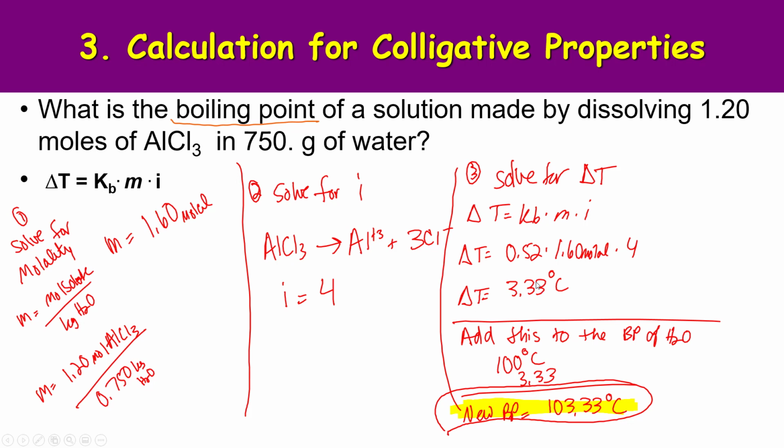Do not write 3.33 as your final answer. That is your change in boiling point. You must add that to 100 degrees. And remember the rules of significant figures: with addition and subtraction, I can only go out as far as my number that has the least number of decimal places. Since the 100 has infinite sig figs, I have to go out to my hundredths place, which is the 0.33 that's here. And that gives me a new boiling point of 103.33 degrees Celsius.